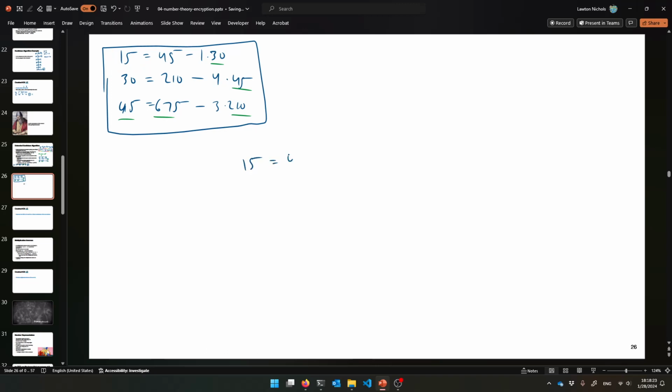That's equal to 45 minus 1 times 30. Okay. But what is 30? I have an equation for 30. Let's replace that. 30 is equal to 210 minus 4 times 45. So it's equal to the original 45, sorry, it's 45 minus 1 times 30. And then 30 is equal, well, I still have the 45 minus 1 times, what was 30? Well, it's this, 210 minus 4 times 45. See, that's getting me closer to the original two numbers.